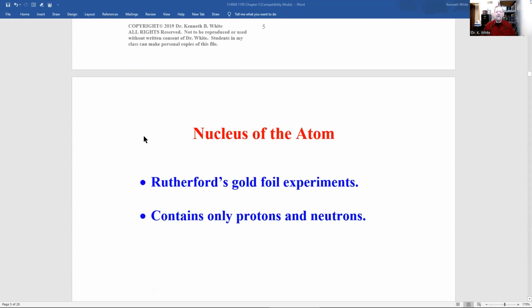Now, around the 1900s, that's about 125 years ago, almost 123 years ago, chemists were investigating what the atom is. It was a mystery. And how did they find out about the atom? They did experiments.